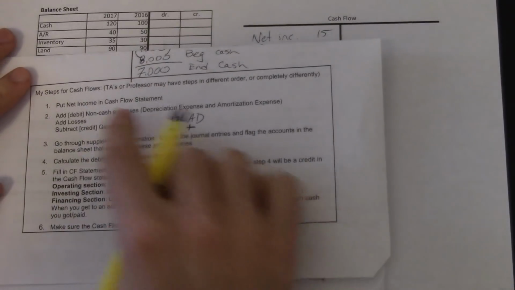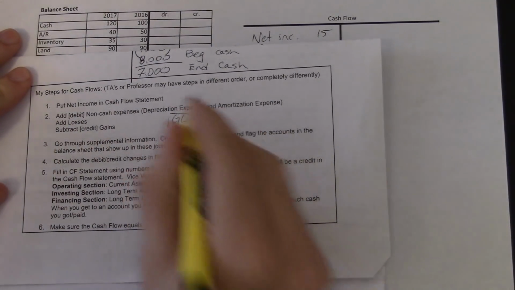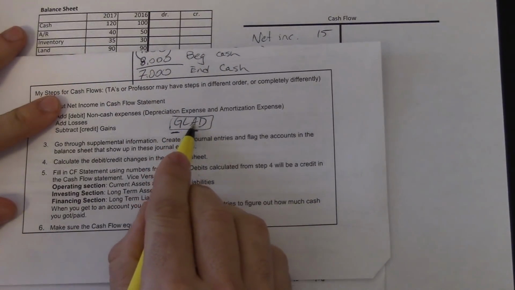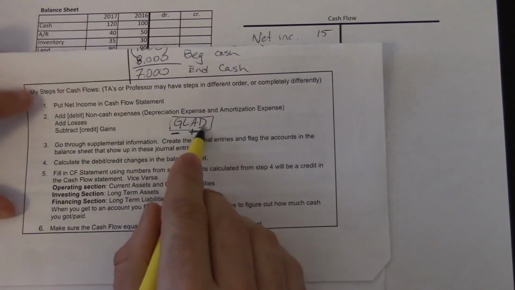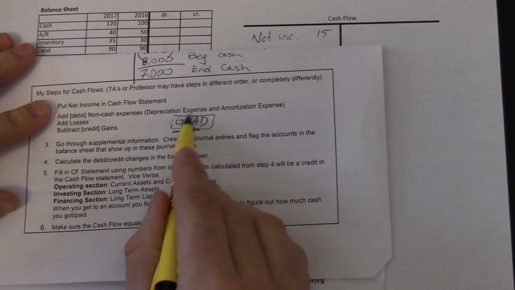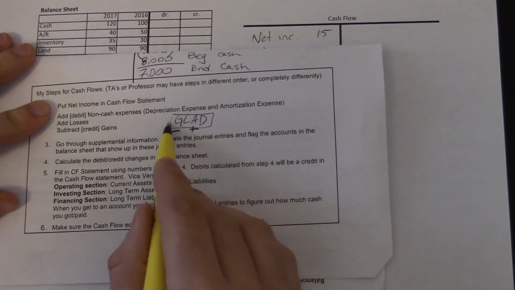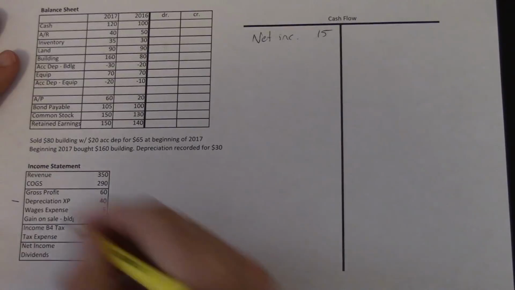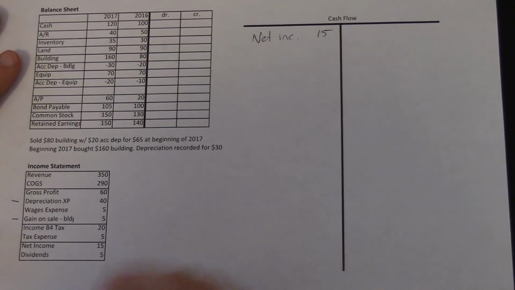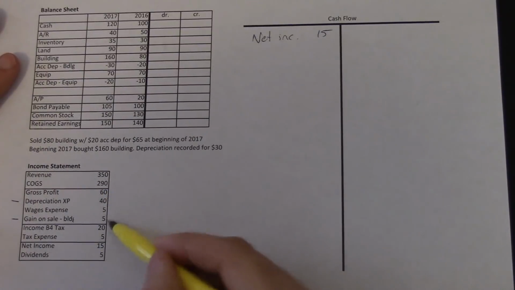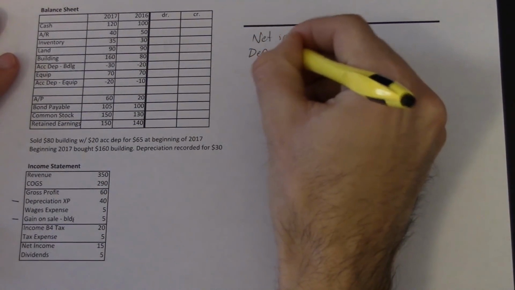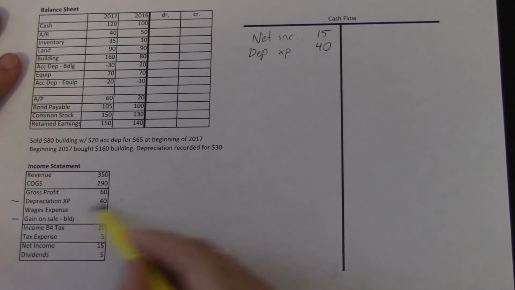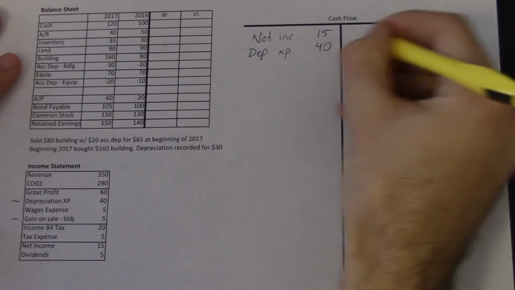That's step one. Step two is to do these GLAD accounts: gains, losses, amortization expense, and depreciation expense. So we're going to add our depreciation, amortization, and losses, and we're going to subtract our gains. So we look to the income statement for that. We've got depreciation expense, and we've got a gain. No losses, no amortization. Depreciation expense, 40. We just add depreciation expense, and we subtract the gain.